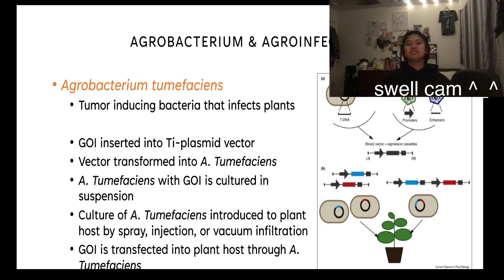So, Agrobacterium is cultured with your gene of interest with this TI plasmid incorporated into Agrobacterium, and it is cultured in suspension. With the culture, you then introduce it to the host by spraying, injecting, or using vacuum infiltration, and the gene of interest will then be transfected into the plant through Agrobacterium. Agrobacterium basically facilitates introducing the gene of interest to your plant.